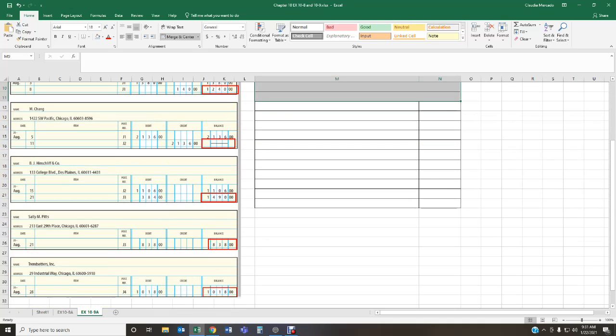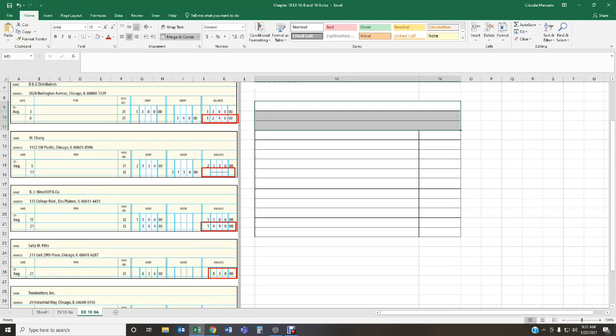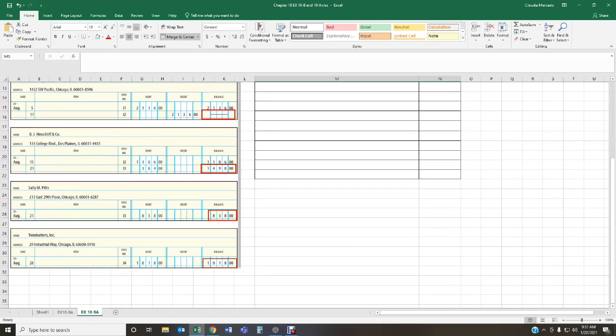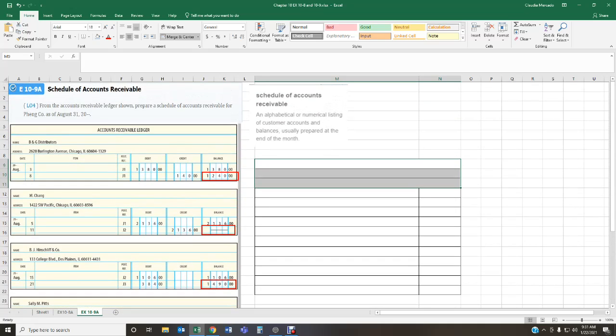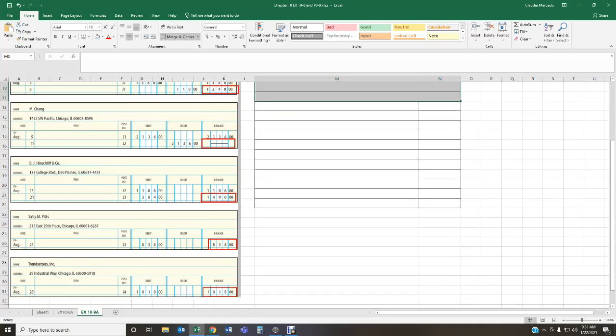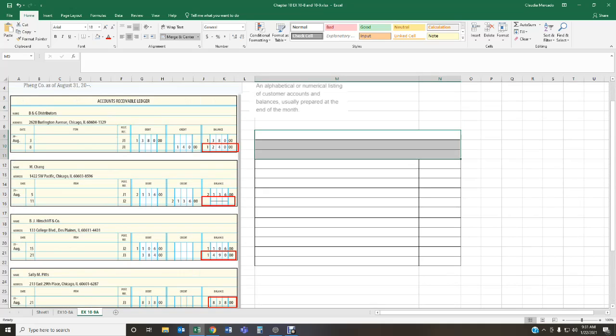Okay, and then you have whatever I marked down here in red. Whatever that balance is, that is the ending balance that each customer owes you. So you have a list of all of your accounts receivable. You've got 1, 2, 3, 4, 5 customers that owe you some money.